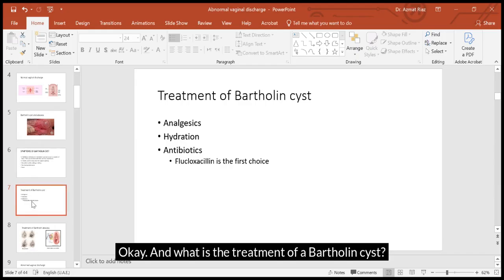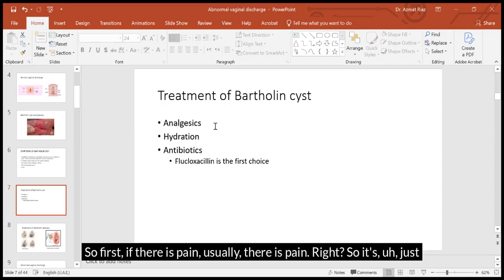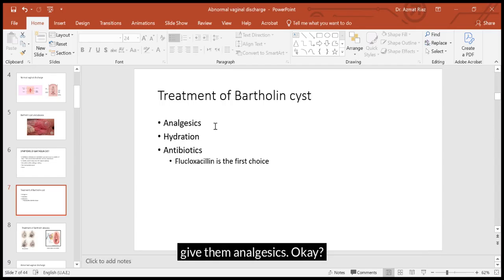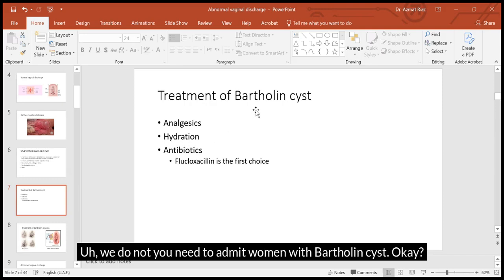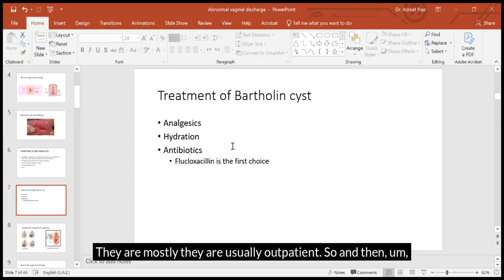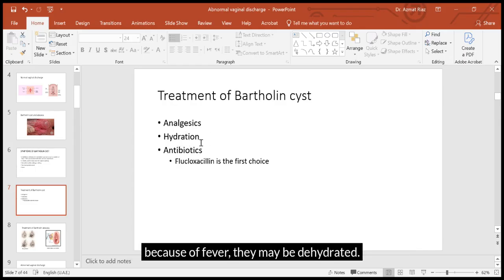Okay. And what is the treatment of a Bartholin cyst? First, usually there is pain, right? So just give them analgesics. Okay. We do not need to admit women with a Bartholin cyst. They are usually outpatient. And because of fever, they may be dehydrated, so ask them to drink more. That's rehydration. And then antibiotics.